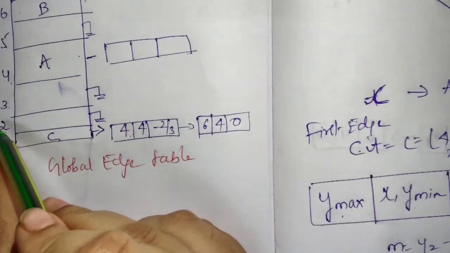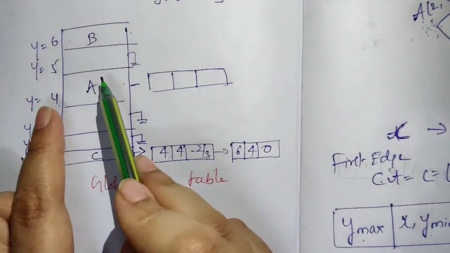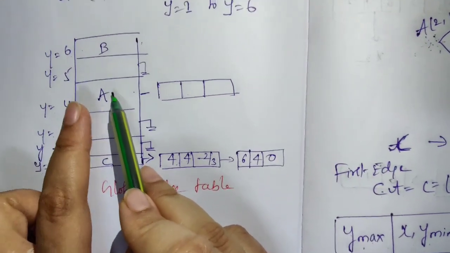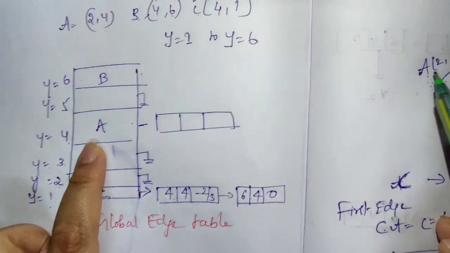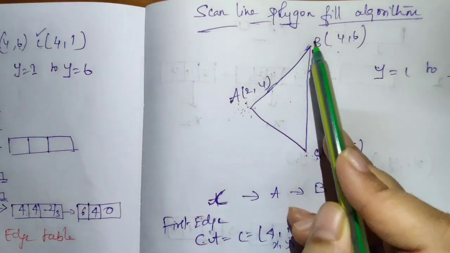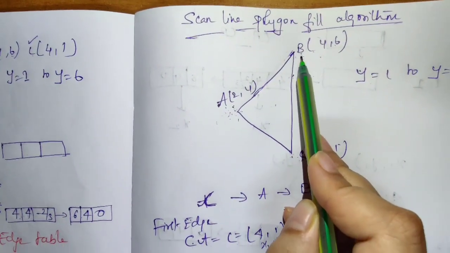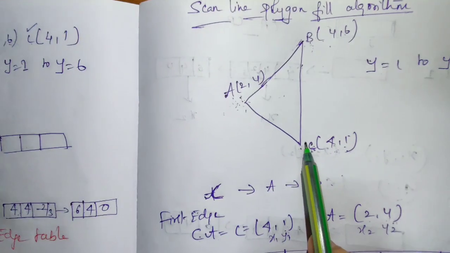So the value for y is equal to 2, there is no value. 3, there is no value. And for y is equal to 4, we have mentioned it as A. So A with respect to B I need to calculate now. Okay, with respect to C I have already calculated.